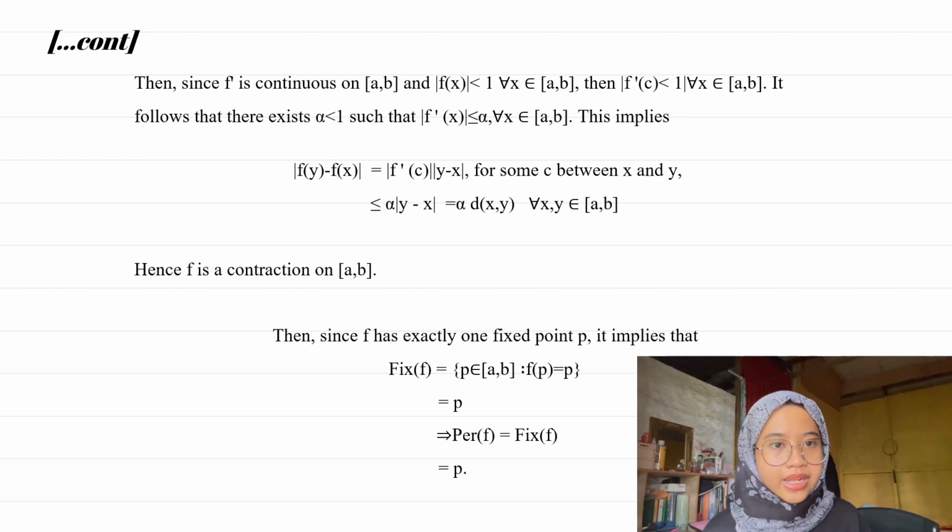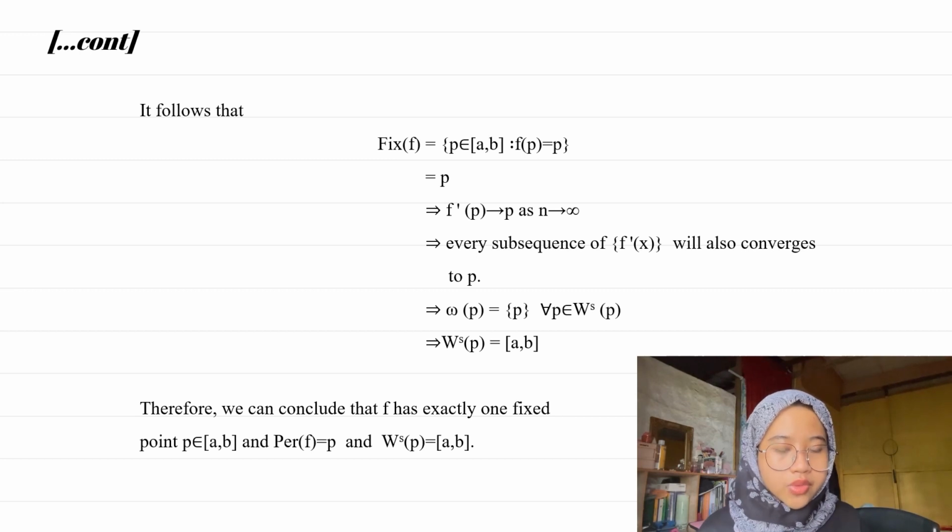Then, since f has exactly one fixed point, which has been proven earlier, the fixed set of f equals {p}, then the periodic set of f equals the fixed set of f, which equals {p}. Then it follows that f^n(x) converges to p as n goes to infinity, and every subsequence of f^n(x) also converges to p. Then we conclude that the stable manifold of p equals [a, b]. Therefore, f has exactly one fixed point p in [a, b], the periodic set of f equals {p}, and the stable manifold W^s(p) equals [a, b].